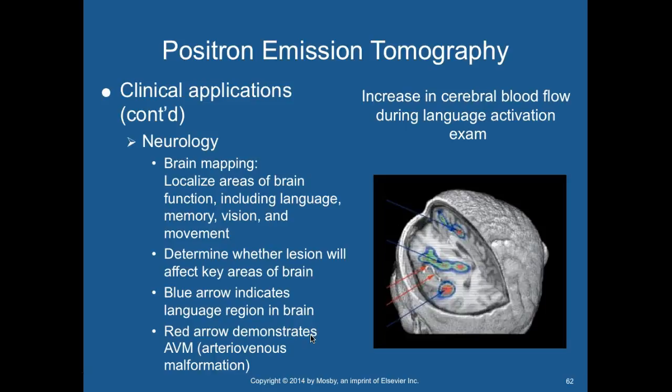determine whether the lesion will affect key areas of the brain. So the blue arrow indicates language region of the brain, and the red arrow demonstrates AVM, so arteriovenous malformation. Increase in cerebral blood flow during language activation exam. So you can see here the increased blood flow.